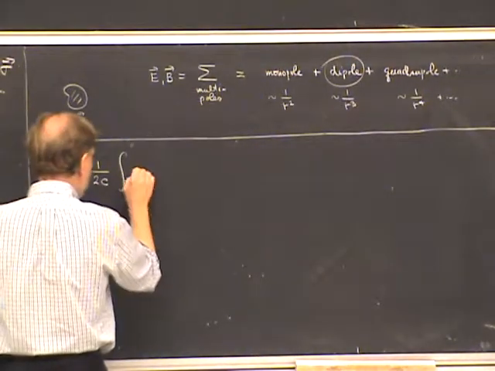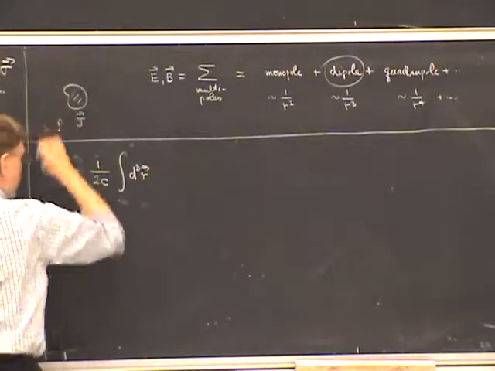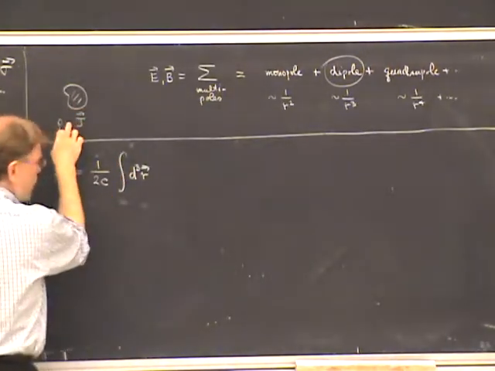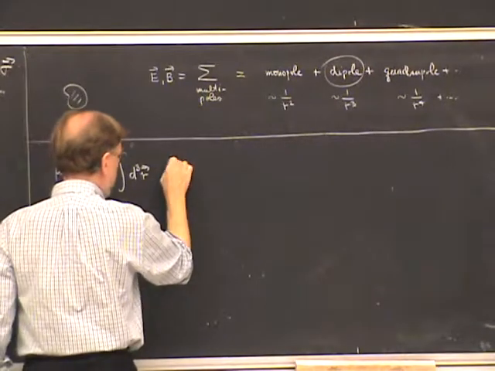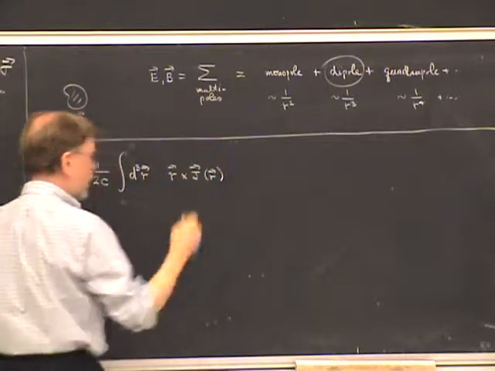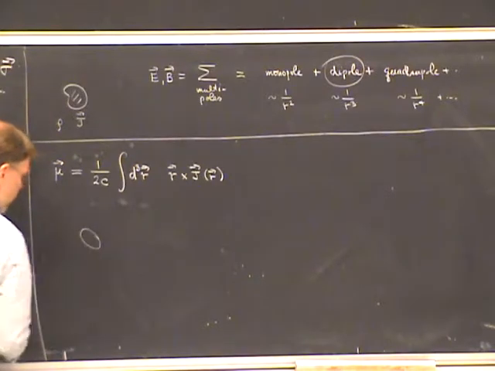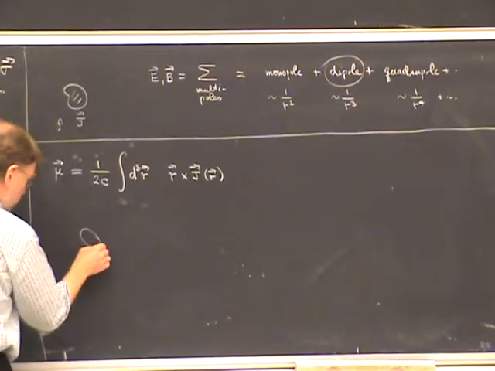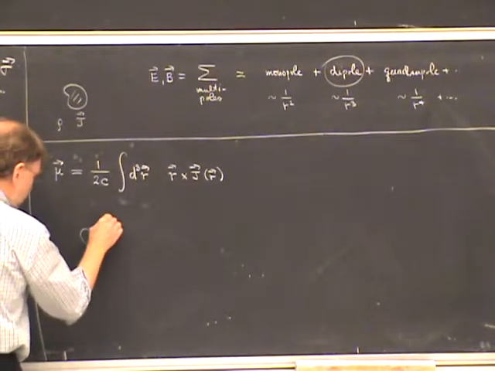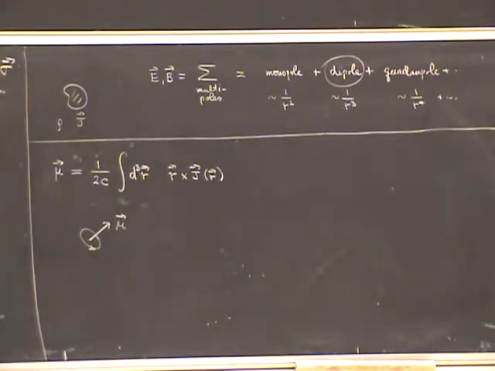It's 1 over 2c times an integral over space of the position vector r crossed into the current distribution J of r, like this. This is just the definition of it. For example, if you take a current going around a wire loop like this, then you'll find the magnetic moment mu is a vector which is perpendicular to the loop. You've been doing calculations like this, I assume.